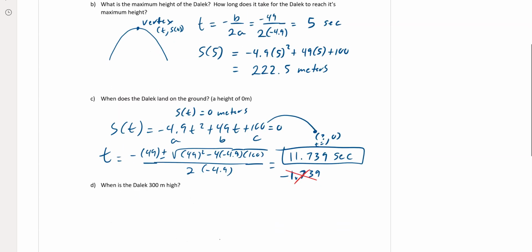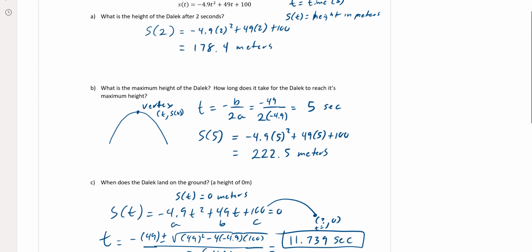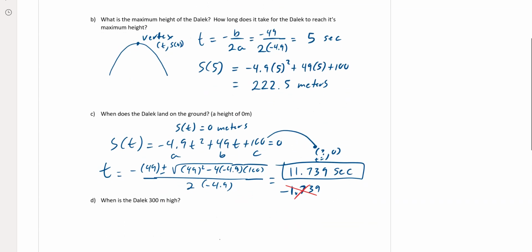So if this object is launched into the air at 49 meters per second, right, from a height of 100 meters, it's going to hit the ground at 11.739. It's pretty cool, right? Just from a formula. And now we can even do it with 300.